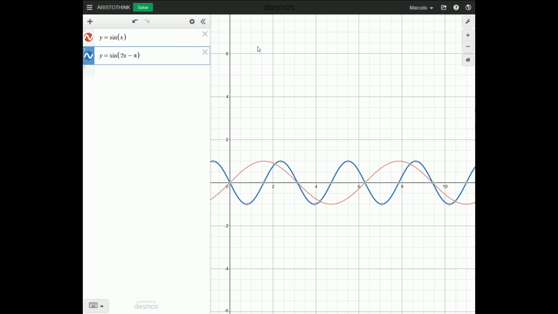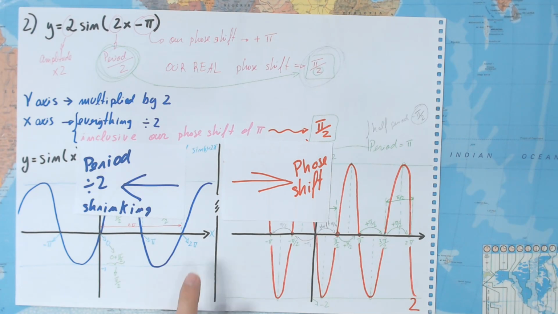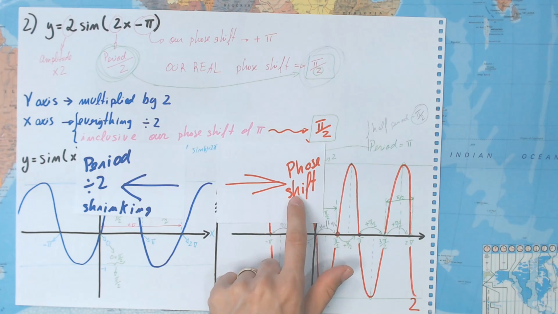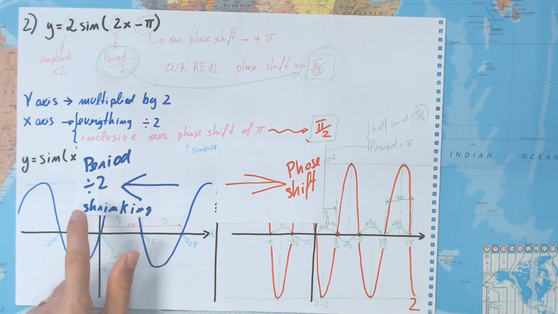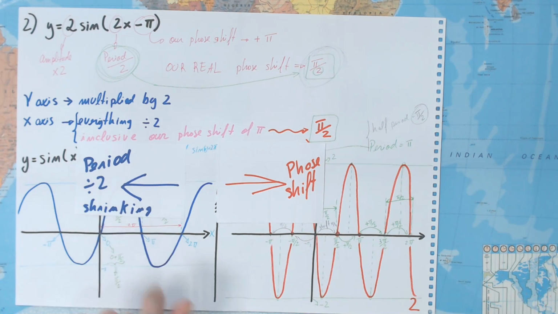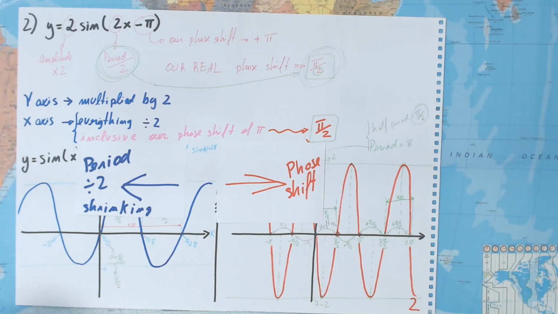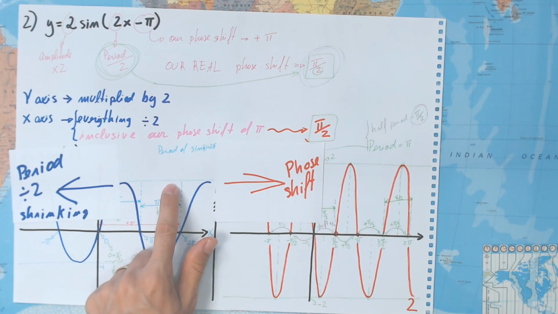But why did it not move? Because of this. That crest is under the influence of two forces: a force to the right due to the phase shift, and a force to the left due to the period being divided by 2. And what is happening is that in the end, the shrinking force is stronger. That is why the crest moved to the left.